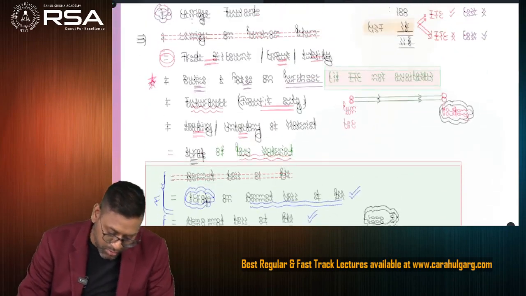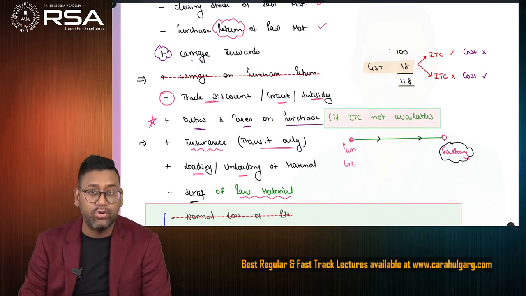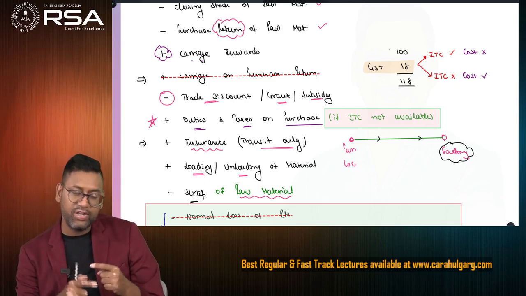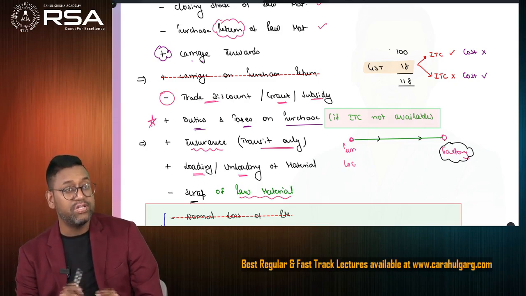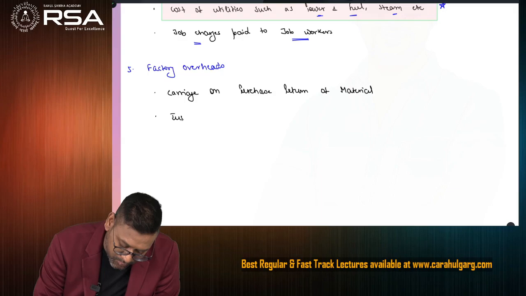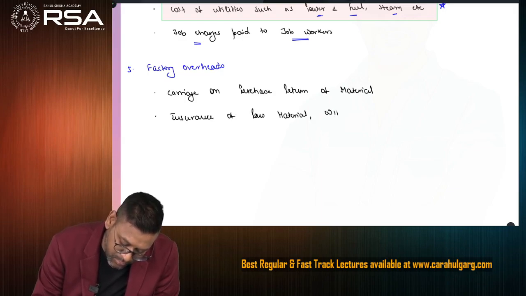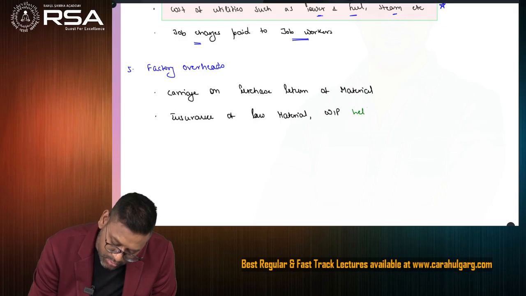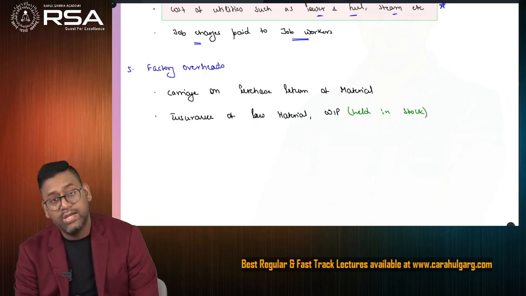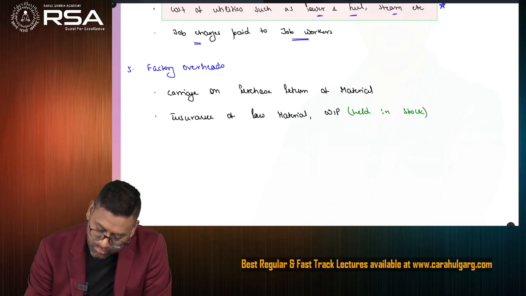Now second point, we'll write down about this. We said insurance of transit only, but once the goods have reached my factory, if I get those insured, the amount of premium which I pay shall also come under the factory overhead. Insurance of raw material, WIP, held in stock. Once these items are with me in stock, where will these be? These will be in the factory. So the expenditure should come over here in the factory overhead.